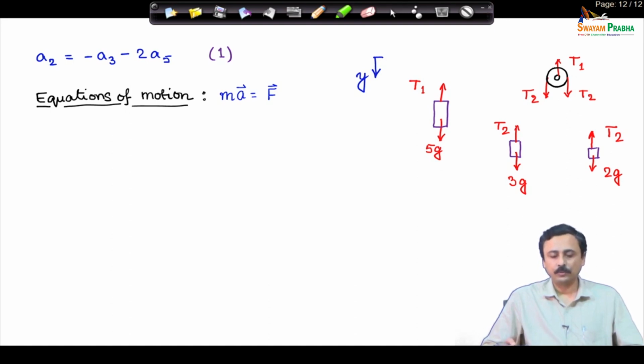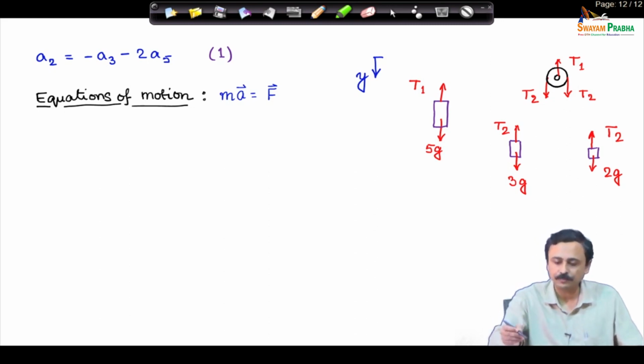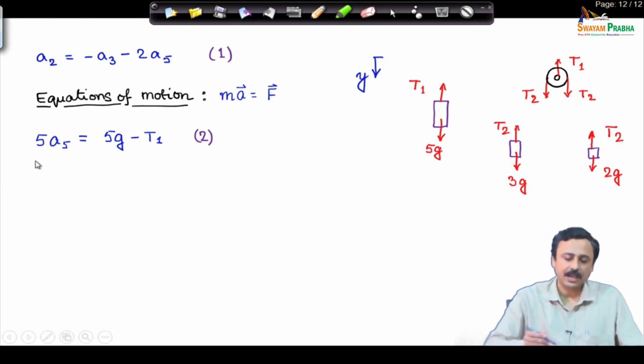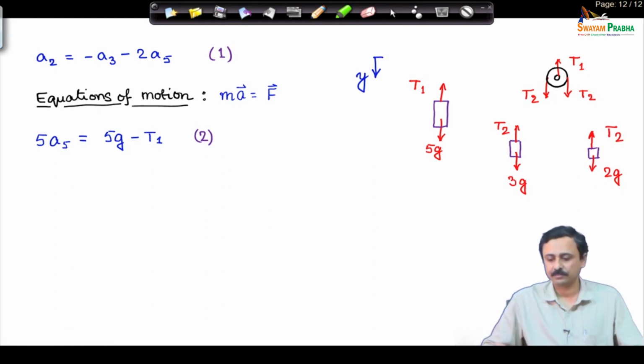Then we move on to applying Newton's second law, the equation of motion. Mass times acceleration is equal to the net force on individual particles that we have now separated. We will apply Newton's second law to the individual mass points and see how we can solve the problem. For the 5 kg mass point, 5 times a5 is equal to the net force on the 5 kg mass.